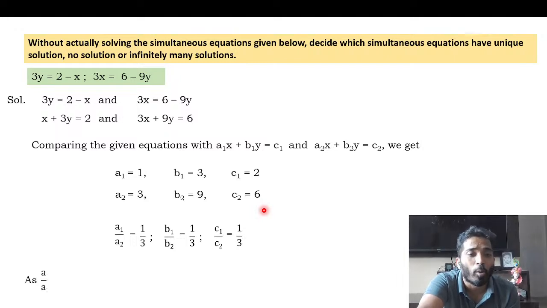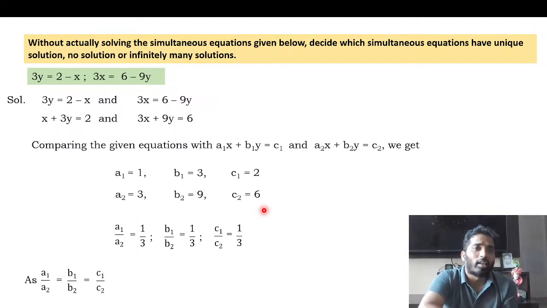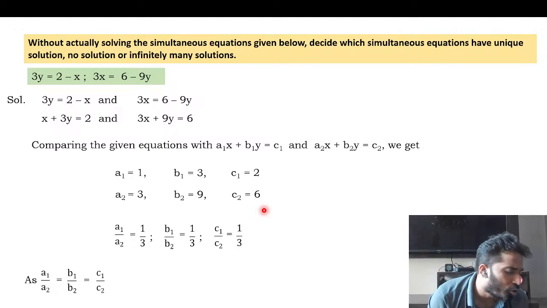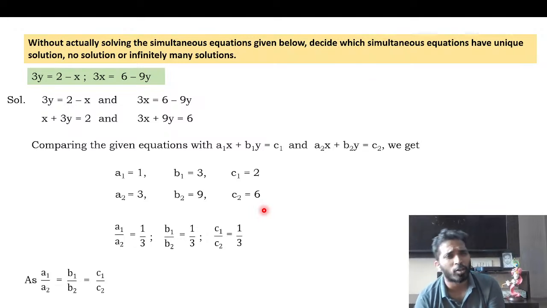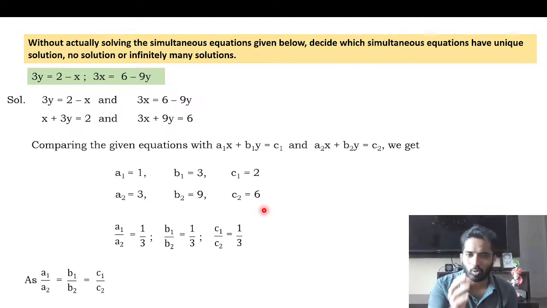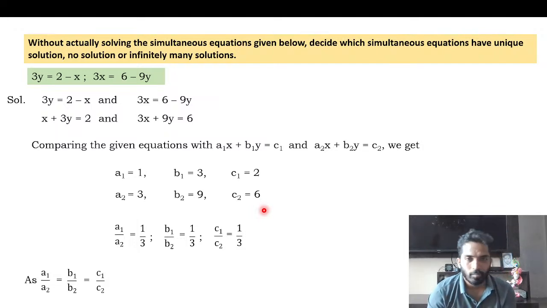Now since a1 upon a2 is equal to b1 upon b2 is equal to c1 upon c2, can you tell me on the chat box which solution? Does it have unique solution, no solution, or infinitely many solution? A very easy sum. Quickly. Does it have unique solution, no solution, or infinitely many solution? In 20-25 seconds का lag है, so try to understand that gap. Yes.